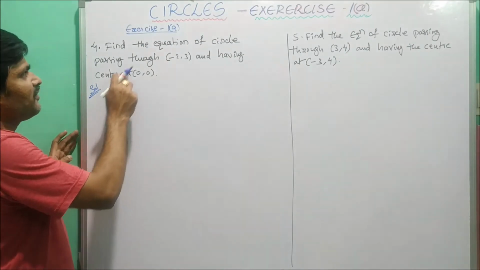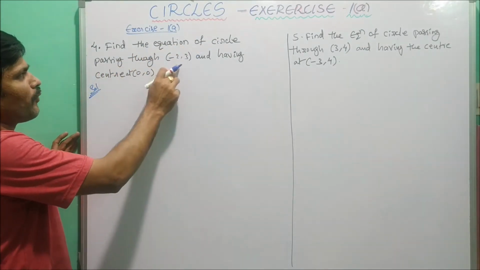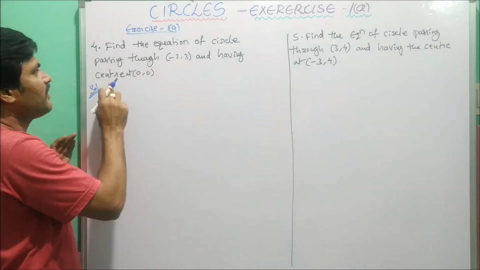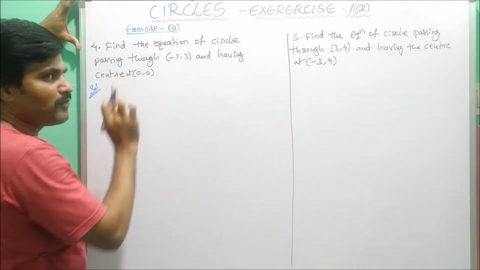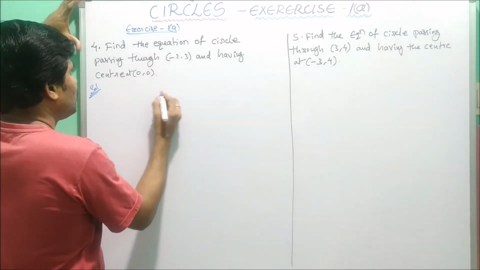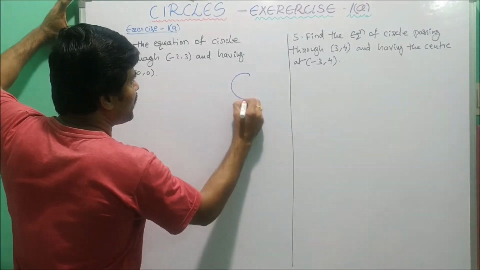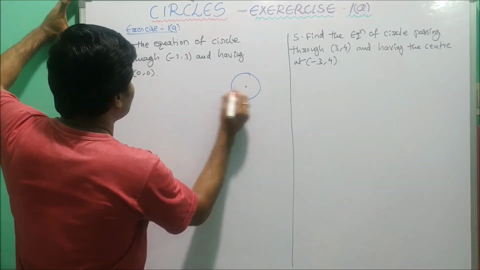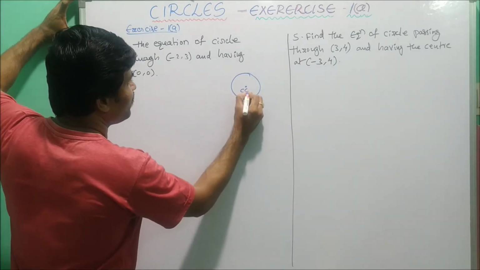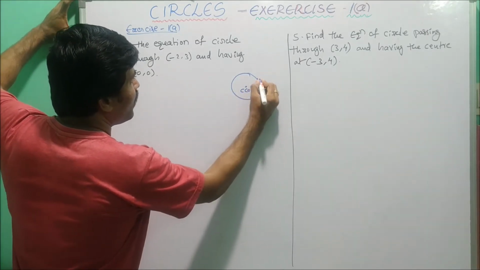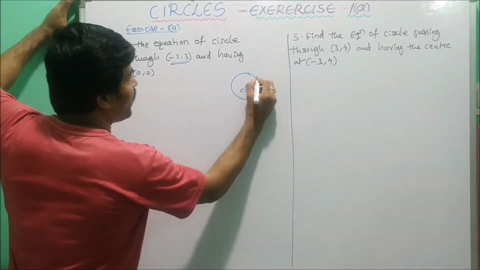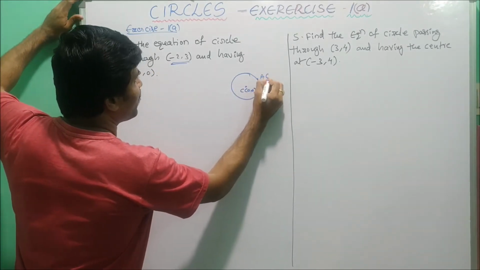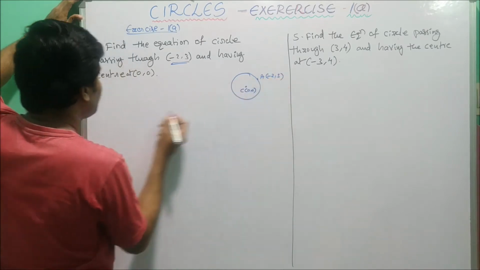Now the fourth one is: find the equation of the circle passing through the point (-2, 3) and having the center (0, 0). Here also given the same model sums. In this, first of all we take one diagram. This is the center already given, that is C (0, 0), and also the required circle passes through the point (-2, 3). We take that point A (-2, 3) lying on the circle.